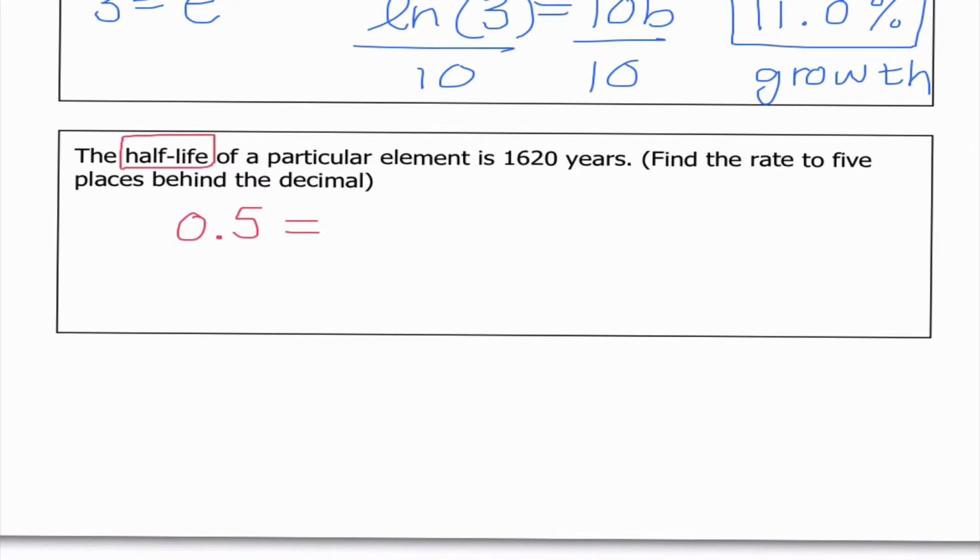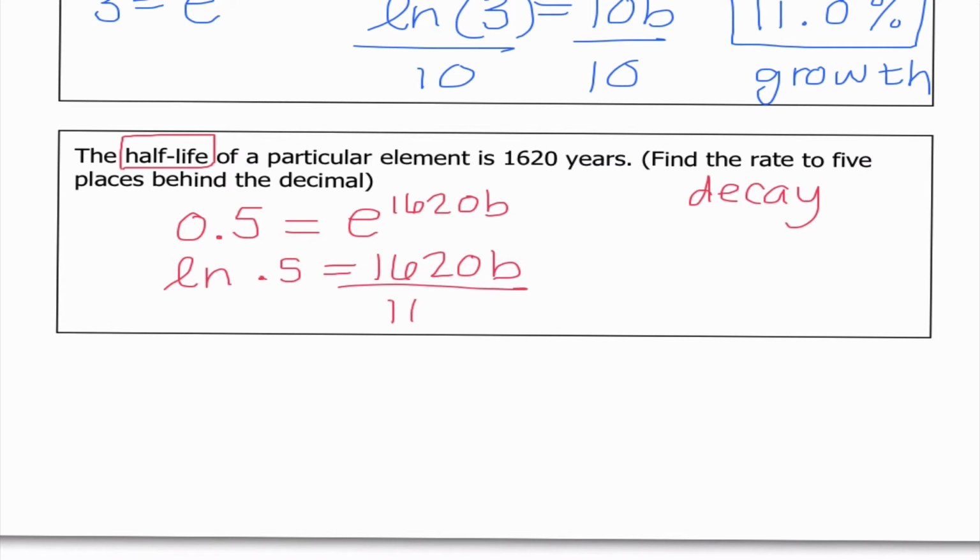So I'm going to write 0.5 equals e to the 1620b power. And so right away, I'm thinking that our answer is going to be a negative value. And I'm thinking that this is going to be a decay. And in fact, when I read that definition, it said it is an exponential decay. But when I change forms, I get ln of 0.5 equals 1620b. And I'm going to divide both sides by 1620.